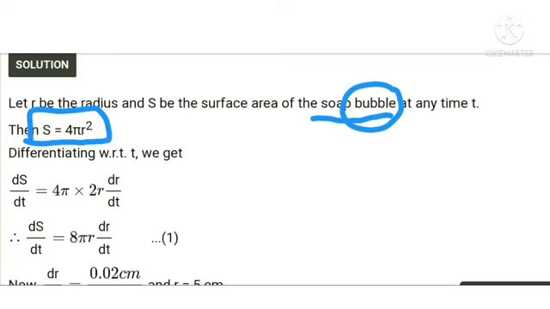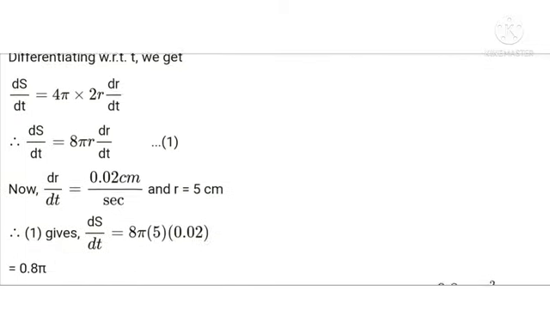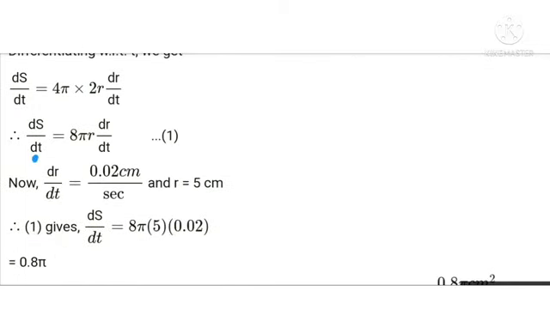Here we are not given the curve or equation. We find this from the given word problem. What is the word problem? Understand, soap bubble. So it is spherical in shape, so its surface area is 4 pi r square. You differentiate with respect to t, you get ds by dt is equal to 4 pi, a constant term, the derivative of r square is 2r into dr by dt. You find ds by dt is equal to 8 pi r into dr by dt.